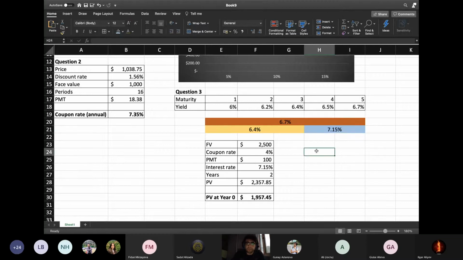Now, let me do it this way. How many years is this? It is 3 years. 1 plus this rate to the power of 3, multiplied by 1 plus this rate to the power of 2. That's 2 years. We find 2 point something.